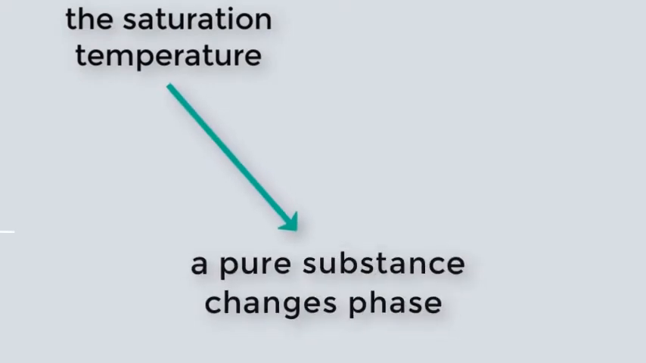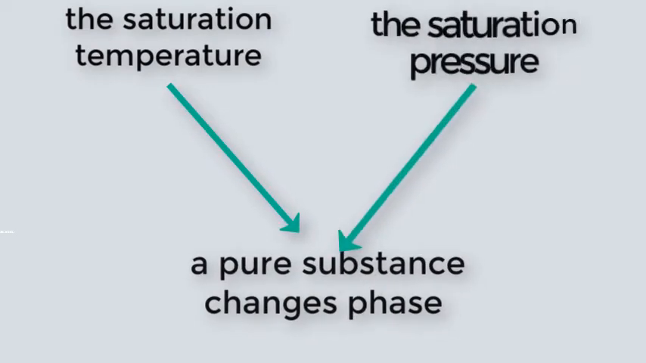The second part is talking about vapor pressure and cavitation. At a given pressure, the temperature at which a pure substance changes phase is called the saturation temperature. Likewise, at a given temperature, the pressure at which a pure substance changes phase is called the saturation pressure. The vapor pressure of a pure substance is defined as the pressure exerted by its vapor in phase equilibrium with its liquid at a given temperature.